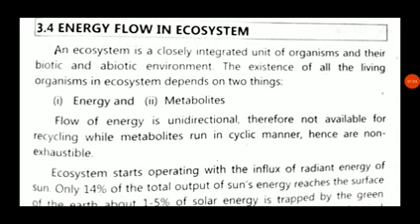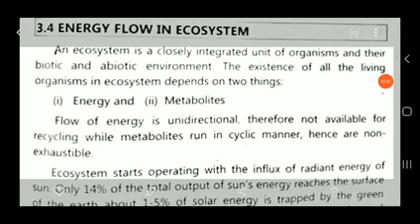Okay, when they convert light energy into chemical energy, this chemical energy is stored in the form of glucose and starch. Okay, these are eaten by the herbivorous animals. Then these herbivorous animals are eaten by the primary consumers. Then these primary consumers are eaten by the secondary consumers, and then the secondary by the tertiary consumers. Likewise, this energy flow is unidirectional.